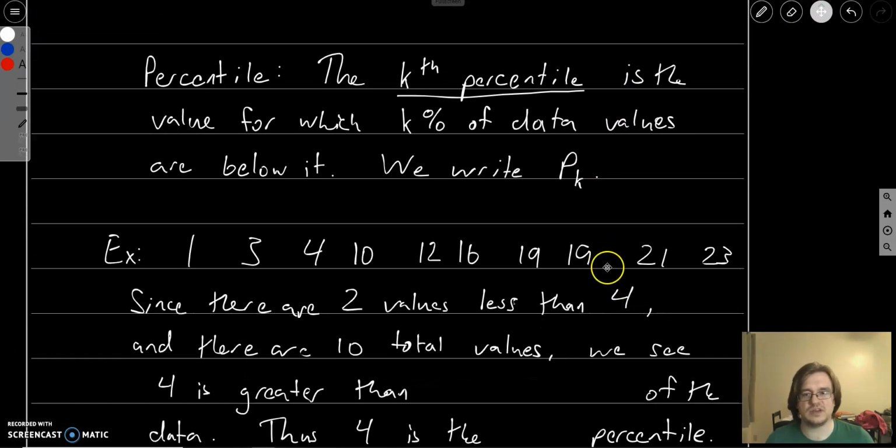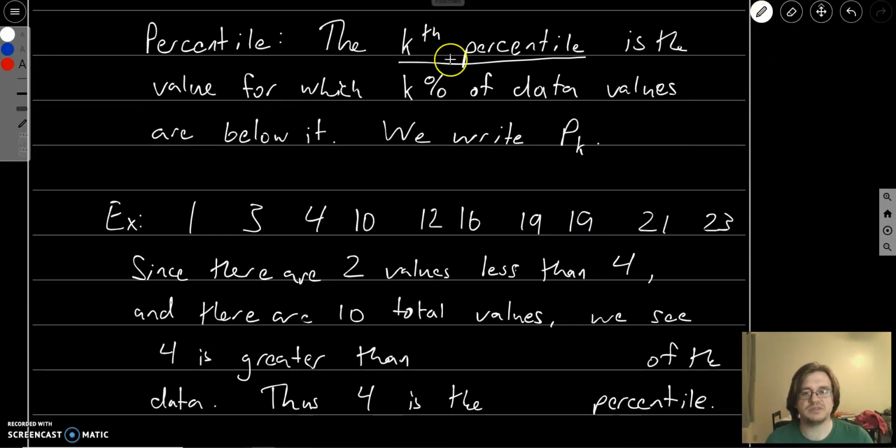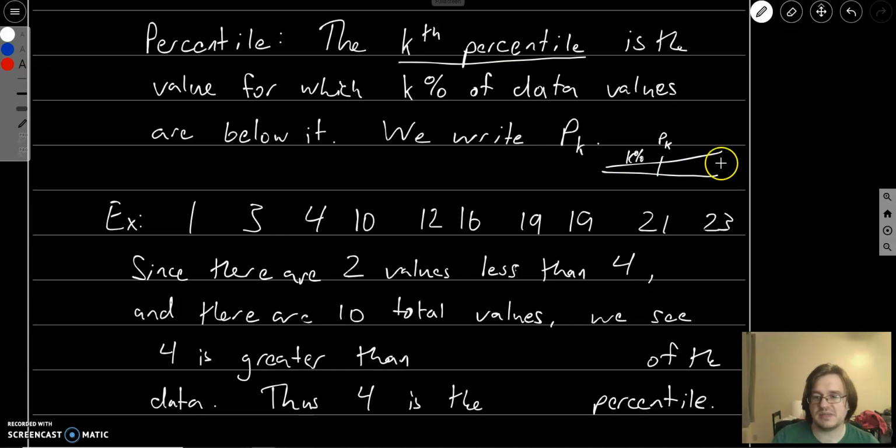The last thing that we'll look at in this video are percentiles. So a percentile is again going to be a way to distinguish where a data point is amongst the rest of the data. And the kth percentile is going to be the value that's bigger than k% of the data. So if we have all the data arranged from smallest to largest, the kth percentile, pk, is going to be greater than k% of the data. The rest of the data will be bigger than pk.